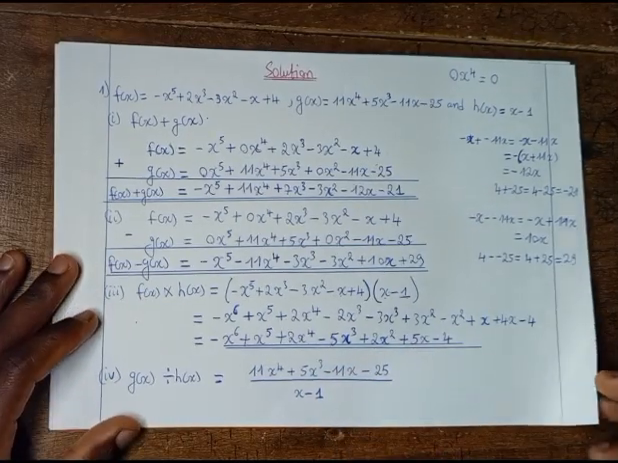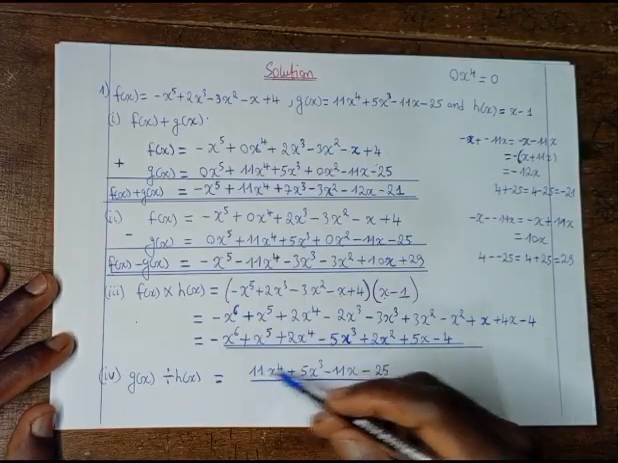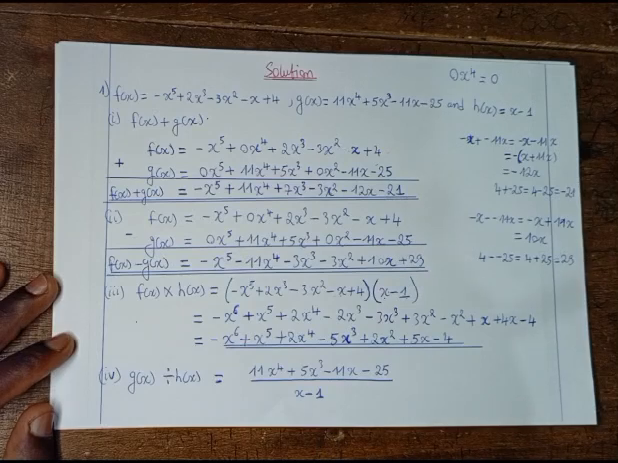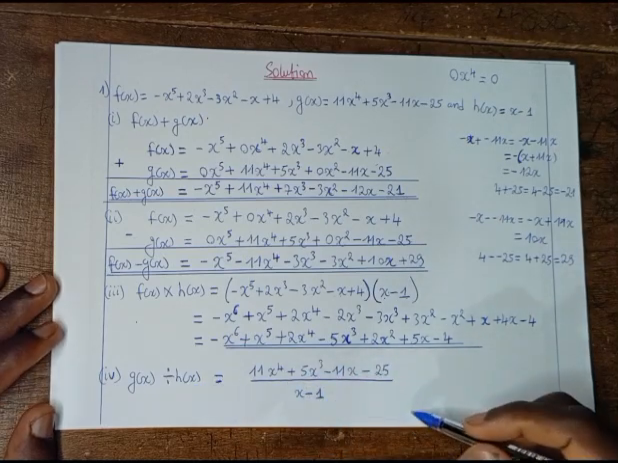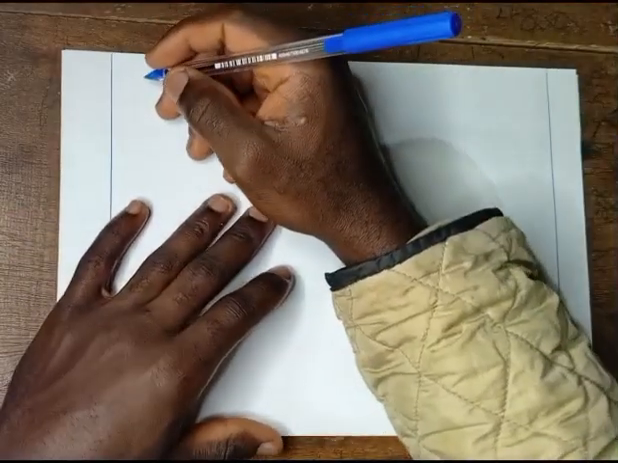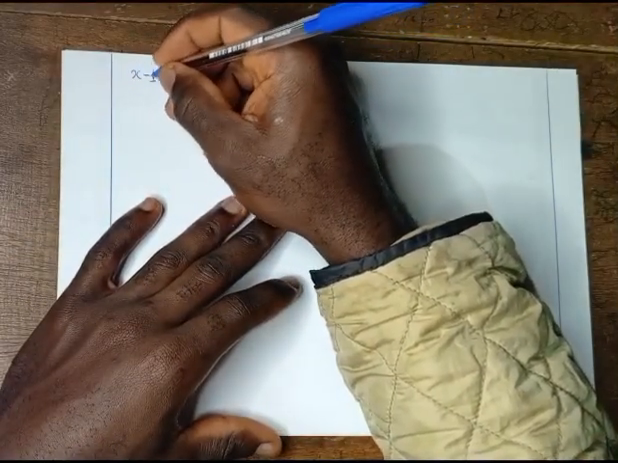In this case, we are going to make use of the method of long division. This is the dividend, what we have for the numerator here, and this is the divisor, what we have at the denominator. We are going to send the divisor out and the dividend in. The divisor is x minus 1. X minus 1 goes out.